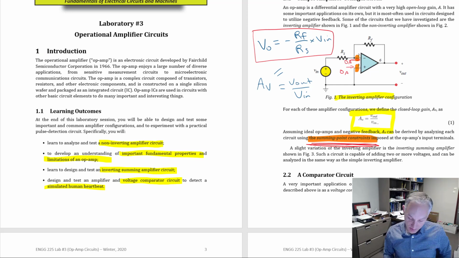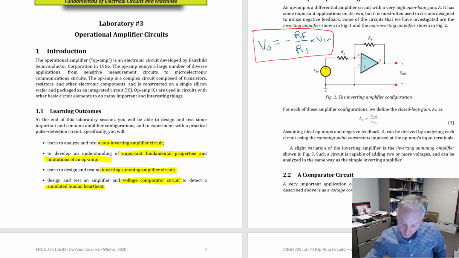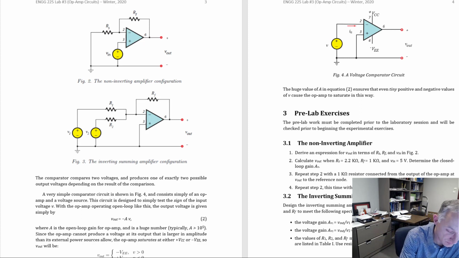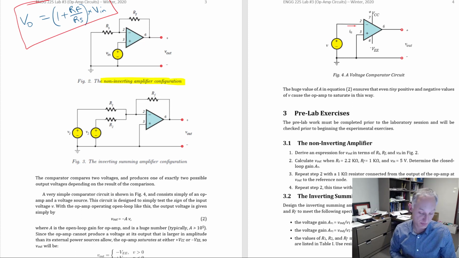Okay, so let's continue. That's the basics of the inverting amplifier. Then let's keep going and look at the other ones. Over here we have the non-inverting amplifier configuration. The non-inverting amplifier has an equation which is V out equal to 1 plus RF divided by RS, times Vin. That's the equation, and you should be able to derive that. That equation describes the operation of this op-amp.